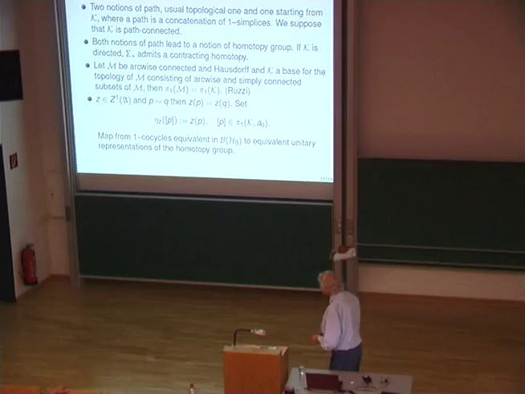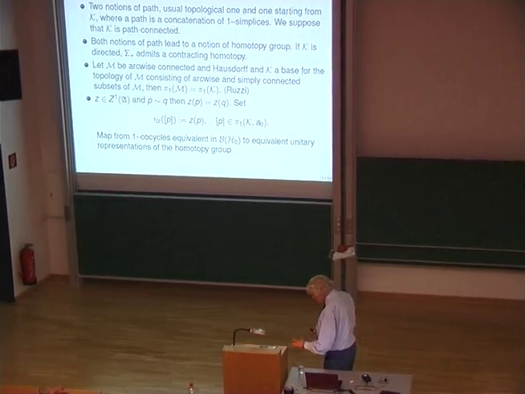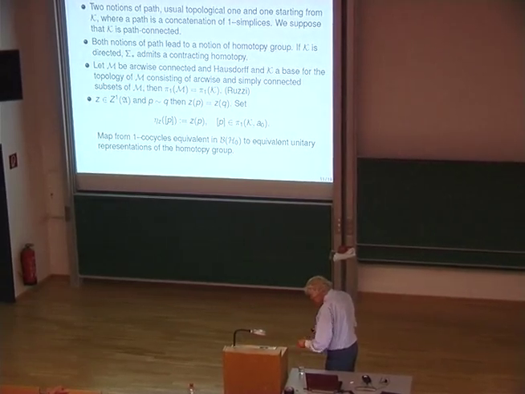Now, one result which connects the topology of the space-time with one co-cycles is the following. First of all, you define the notion of path, but there are two notions of path. One is the usual topological notion of a path. The other one, you start from this partially ordered set, in this case the set of regular diamonds or whatever you will, and you define a path to be a concatenation of one simplices.